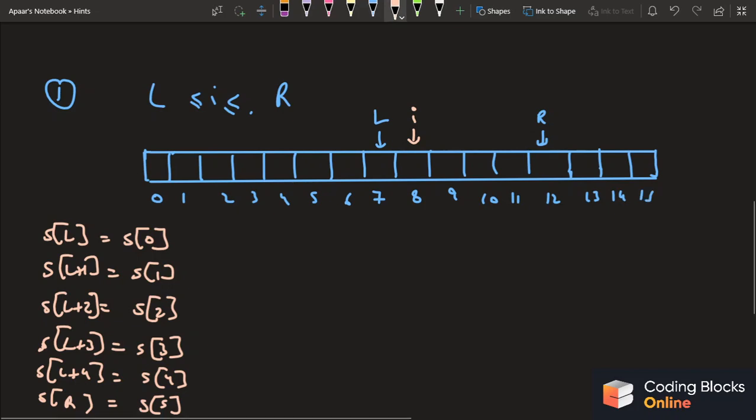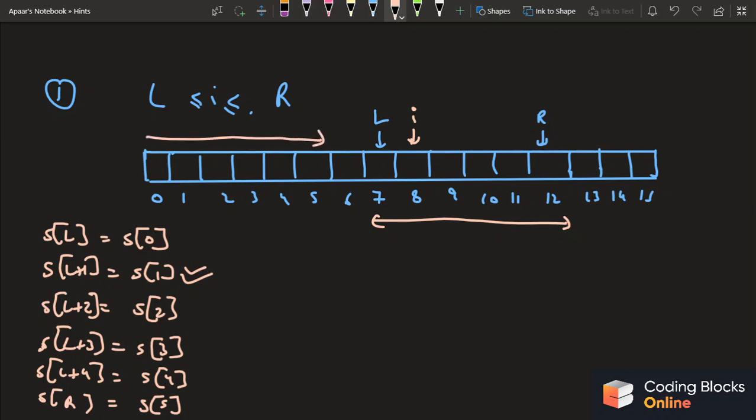Right. So now I am on the current index i, and if this ith index is 8, then basically it is L plus 1, right? If it is L plus 1, guys, then at which index should it also match? It should also match at S1, right? So what does this mean? That this string from 7 to 12 also equals this string from 0 to 5, right? That's why it is the longest prefix. That's why this L to R actually denotes a prefix, right?